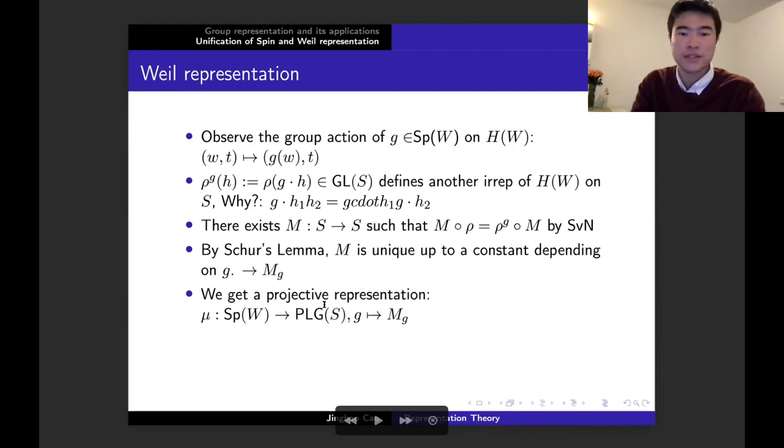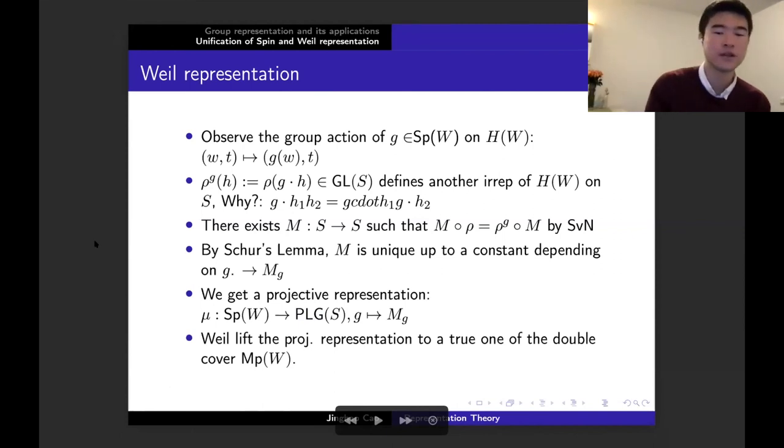And then we get a projective representation from the symplectic group to the projective general linear group of S. And I say that just because M is only unique up to a constant. So we can't really define M in a certain way, but we know that it's only unique up to a constant. What we do is we take the target group and quotient out the constants, which gives us the projective group. And Weil actually showed in his paper in 1942 that you can lift this projective representation to a true one, but not of Sp anymore, not of the symplectic group anymore, but of Mp, the metaplectic group. And this one is also a double cover of Sp. We call this representation the Weil representation or metaplectic representation of this group.